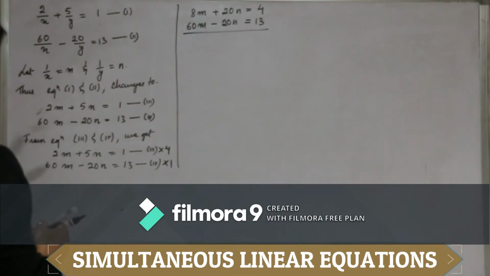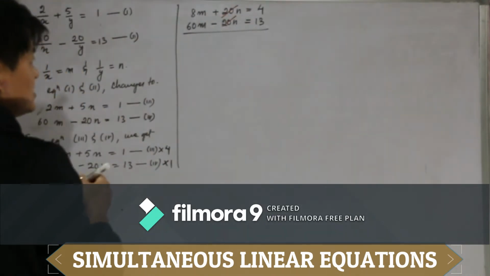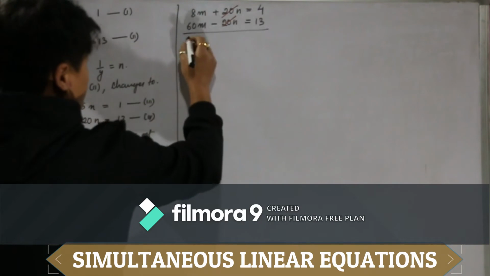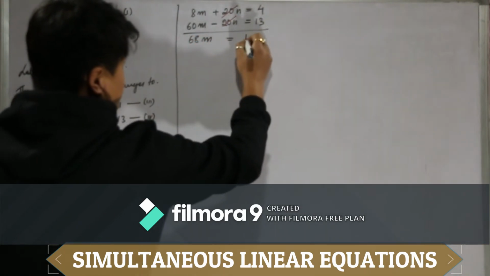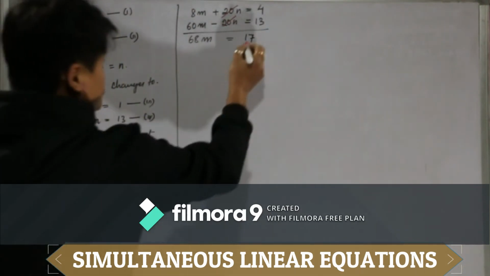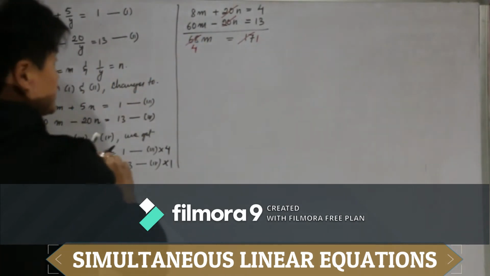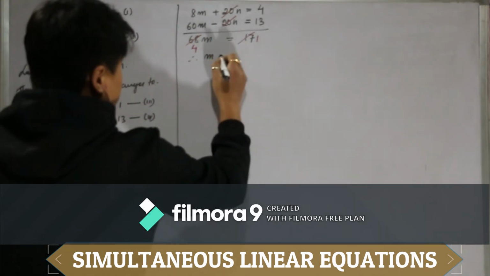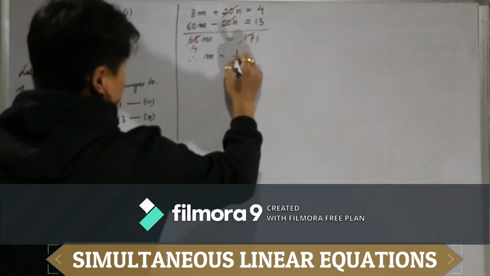Okay. Here plus 20n minus 20n will get cancelled. Then we'll get 60 plus 8, 68m is equal to 13 plus 4, 17. We know that 17 4s are 68. So we can write 17 1s are 17, 17 4s are 68. Therefore, m is equal to 1 by 4.